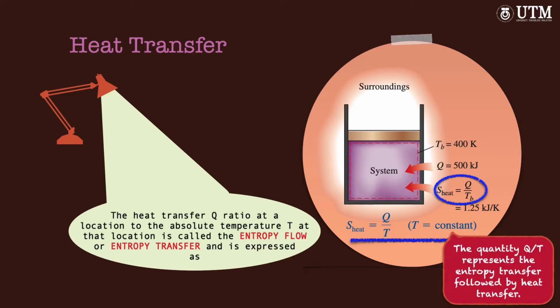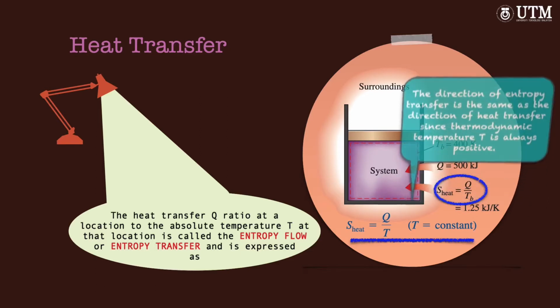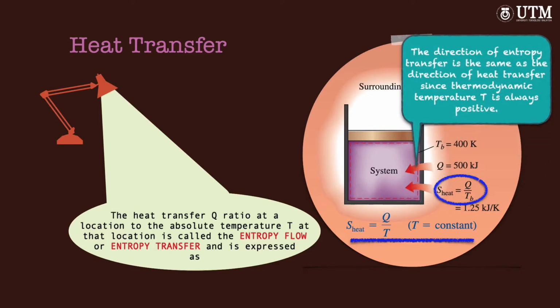The quantity Q over T represents the entropy transfer accompanied by heat transfer. The direction of entropy transfer is the same as the direction of heat transfer, since thermodynamic temperature T is always positive.